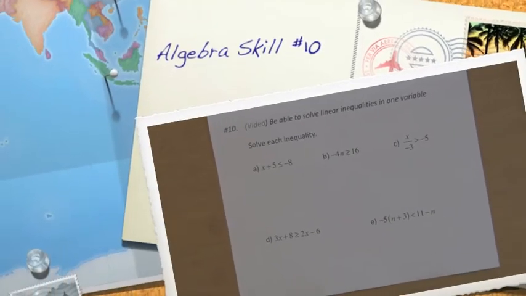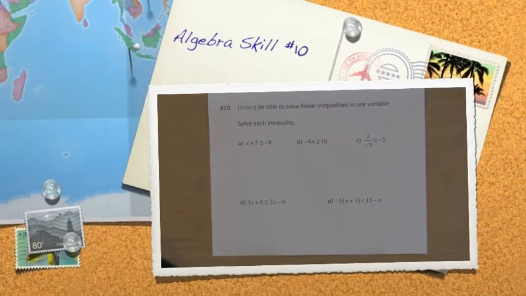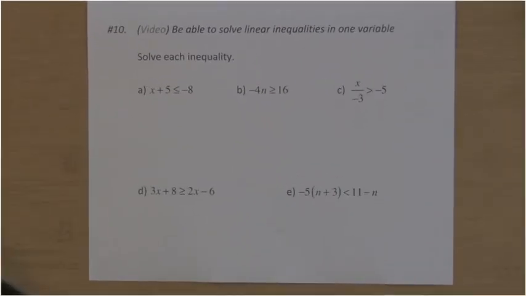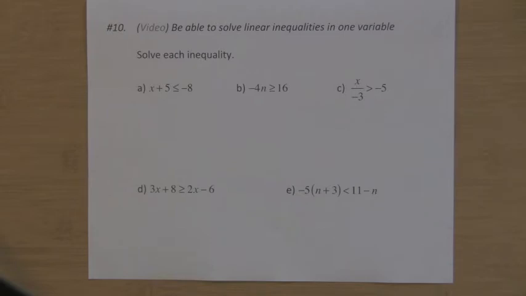All right, skill number 10, solving linear inequalities in one variable. Directions to solve. So like solving equations, you want to get the variable by itself on one side of the inequality sign. The only issue here is that if any of the work you do to both sides of the inequality sign involve multiplying or dividing with a negative number, you must switch the sign to keep it accurate.